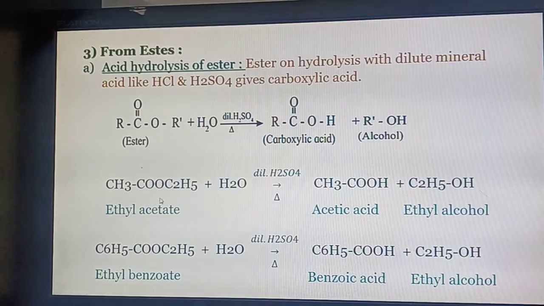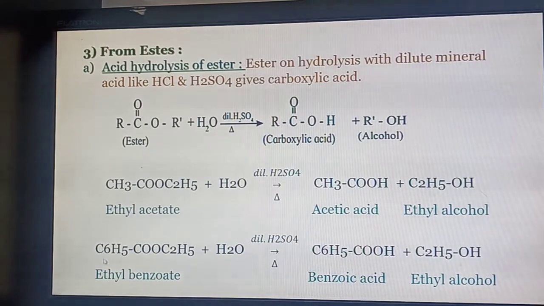Here, if we consider ethyl acetate, so this is CH3COOC2H5, it reacts with water in presence of dilute H2SO4. It gives acetic acid and ethyl alcohol. This reaction is also called as deesterification.